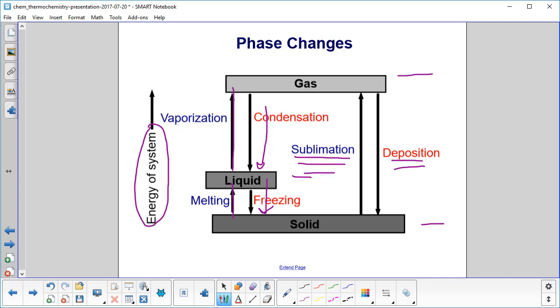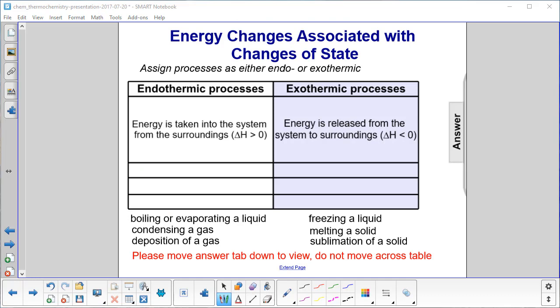Going down, energy decreases. Let's see if we can take these various phase changes, which are listed down here, and put them into the table above them. So we have the endothermic processes and the exothermic. Endo is when energy is taken into the system and delta H is greater than 0. Exo is the opposite. Delta H is less than 0 and energy is released. So go ahead and take those words at the bottom and put them into the 6 spots above. Pause the video and then we'll come back and show the answer tab.